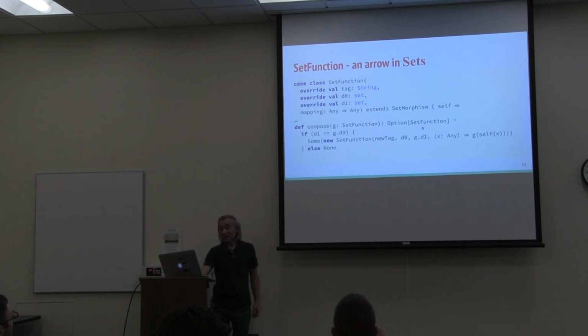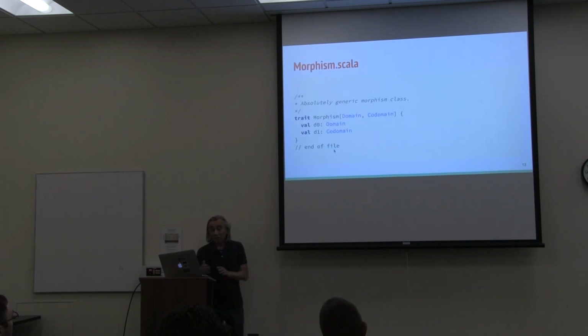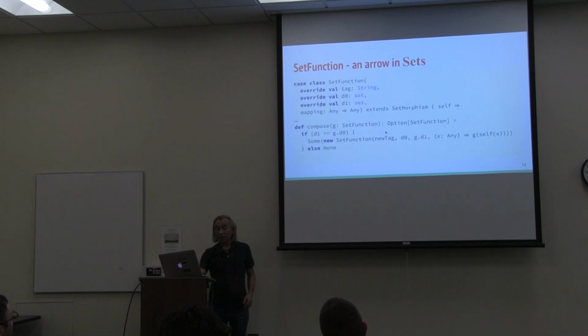So that's how it is. And composition is defined obviously. We just compose our function with the next one. So this is pretty trivial. The only thing is that we have to check the domain. And we check that if it's equal, we can compose, and we produce this new function. Otherwise, it's none. It doesn't compose. But a set function is a kind of morphism. SetMorphism is a kind of morphism.